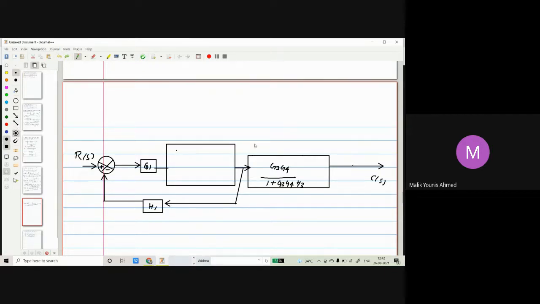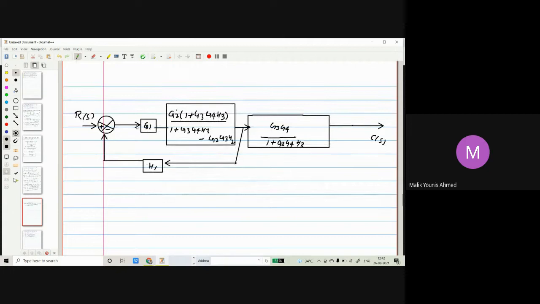G2 in the numerator, G2 plus G3, G4H3. Okay, fine. So that will be 1 plus G3, G4H3 minus, because it's a positive feedback, so the formula will give minus G2, G3H2. Please verify this. This is a very simple formula.